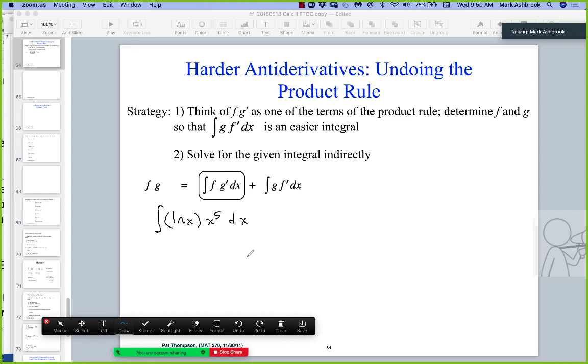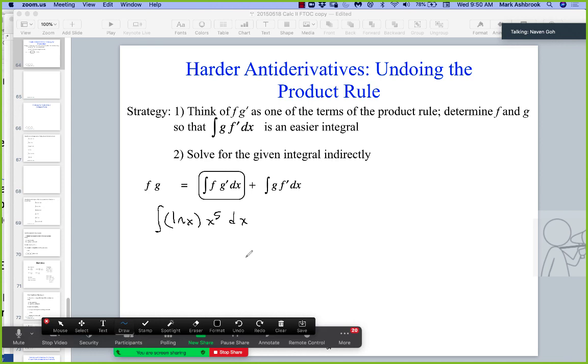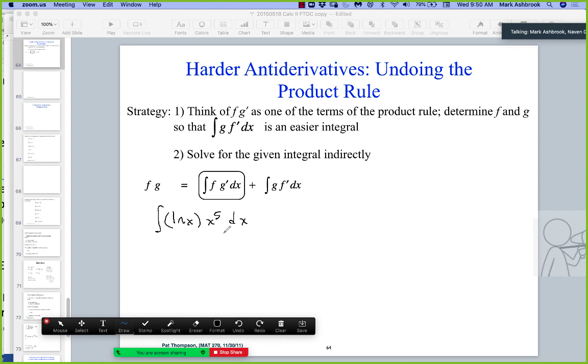Sure. So f is going to be our x to the 5th. And it's going to be 5 layers of iterations of undoing the product rule. Yeah, exactly. So what do we got? We got about 40 minutes, and so that would be most of the class period. But let's just start the first step here and see what happens. F prime will be 5x to the 4th.